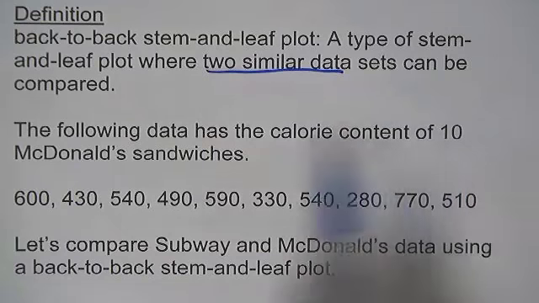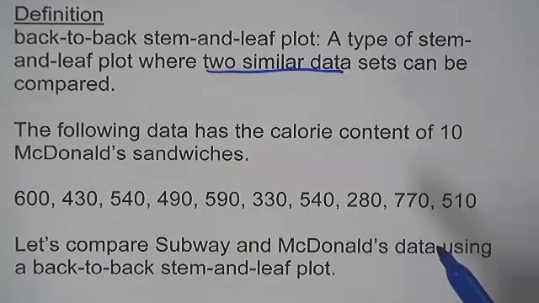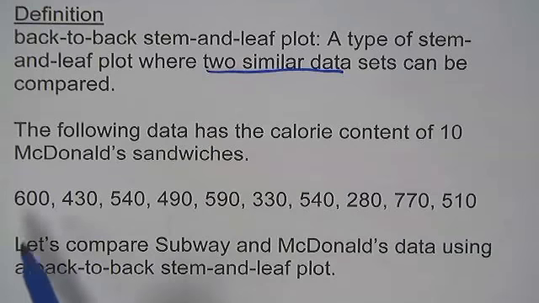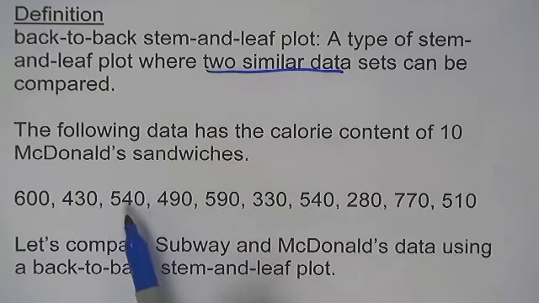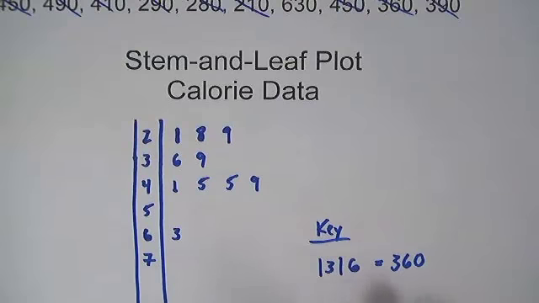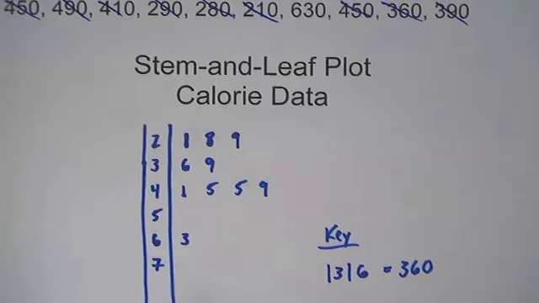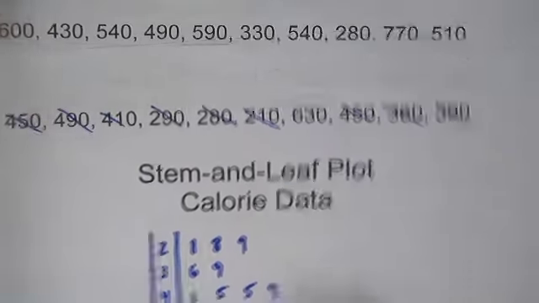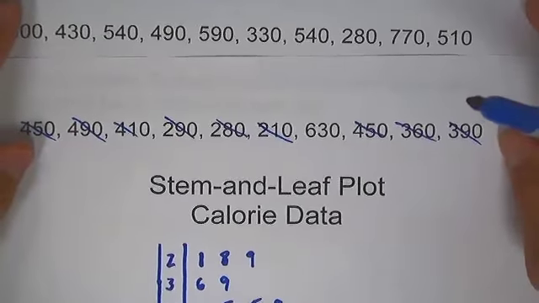Now we also had 10 McDonald's sandwiches. Now your data sets don't necessarily need to be the same size. They are in this case. So we have 600, 430, 540, etc. So now let's go ahead and use the same stem and leaf plot for Subway, but now let's also put the McDonald's data on here.